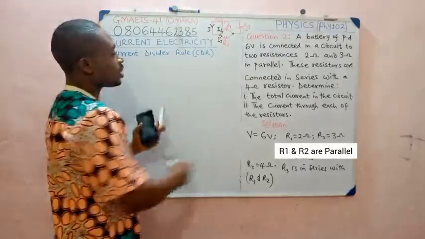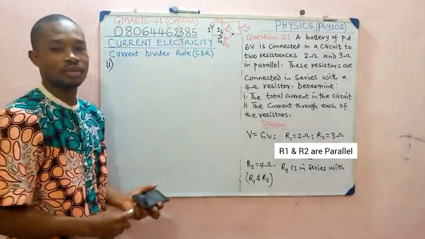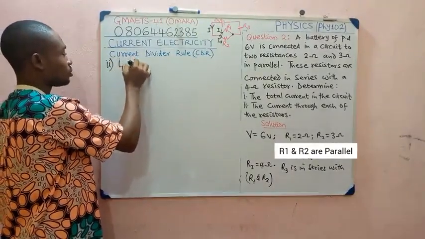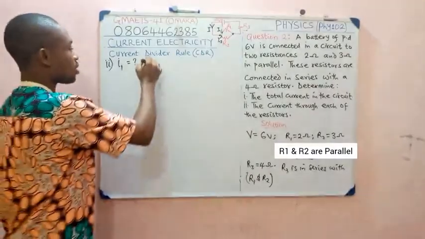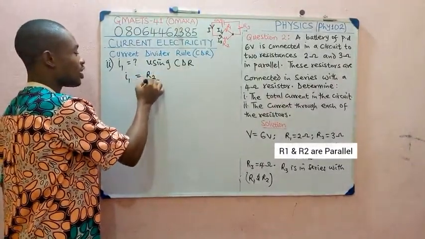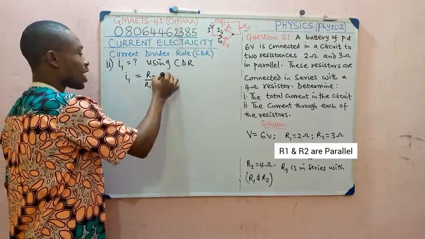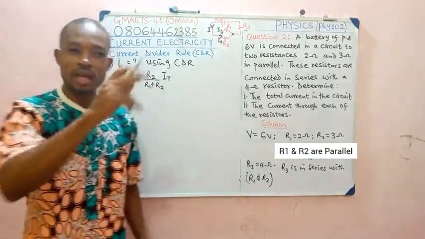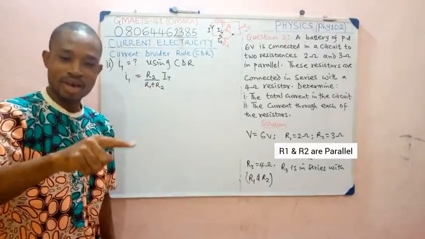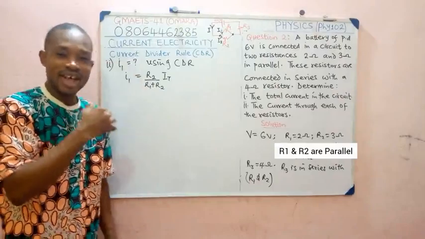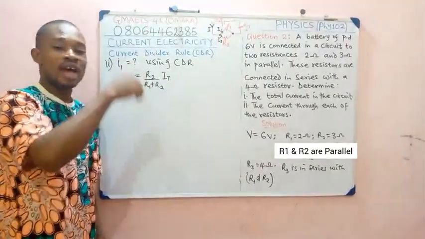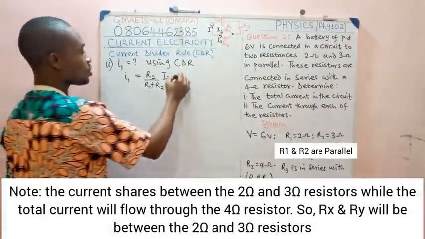So at this point, we can actually apply CDR, current divider rule. So we're looking for, let's say we want to get I1 first, we don't know. So the formula using CDR, I1 will now be equal to R2 divided by R1 plus R2, then times I total. Just like we have the formula Ix equal to Ry over Rx plus Ry, then everything times what? Total current. R2 here is representing Ry. R1 here is representing Rx. Good. Let us substitute and see.